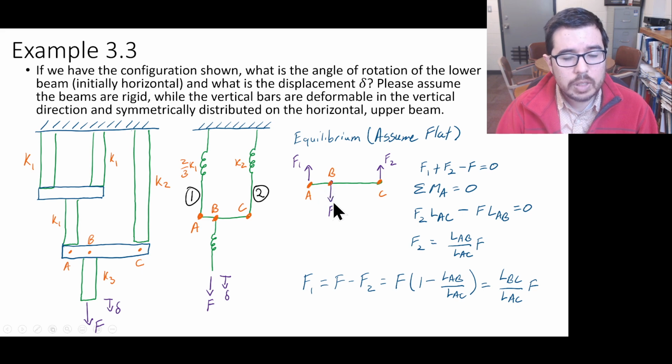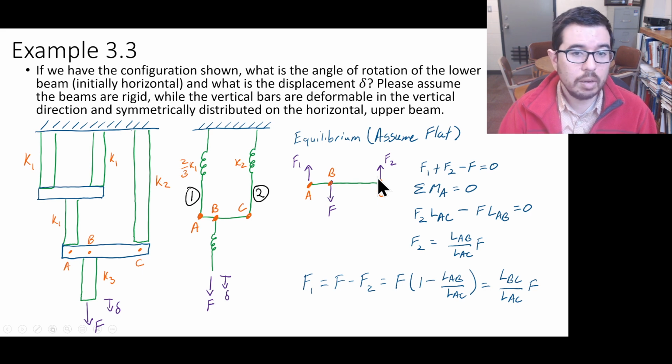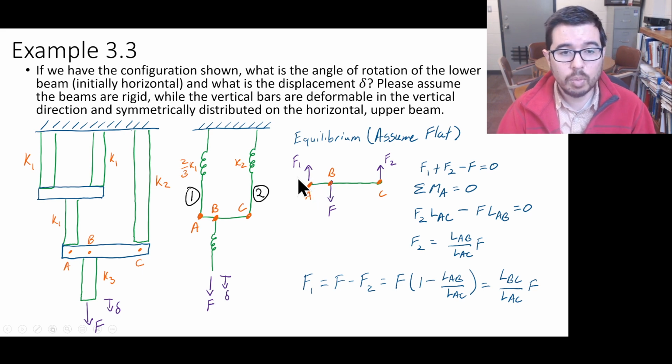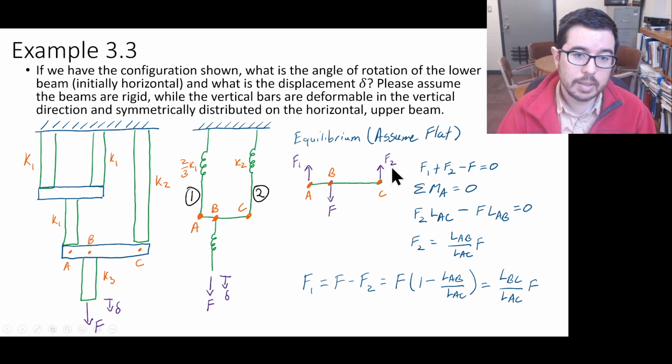if I move this big F closer and closer to this A, or closer and closer to the left side, that means LBC, this length here between B and C, is getting larger and larger. And that kind of makes intuitive sense then that this F1 on the left side is going to be handling more and more of that load. And F2 on this side is going to be handling less and less.